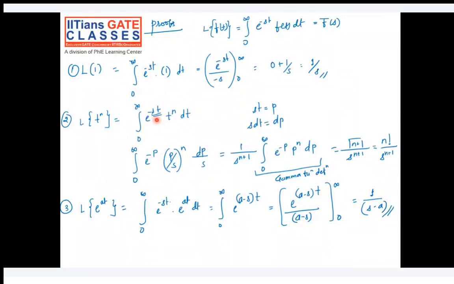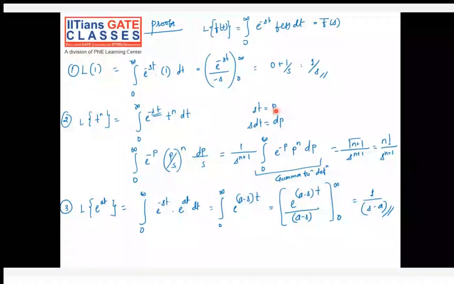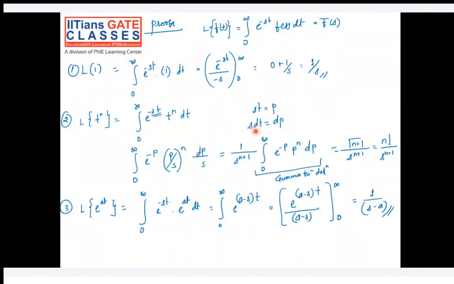Now you will do a substitution here in order to solve the problem. You will put st is equal to p. So s dt is equal to dp. And then after the substitution, the integral will become 0 to infinity, limits will not change, e to the power minus p, (p by s) raised to the power n, dp by s. Then s you will take outside, so s raised to the power n plus 1 will remain. And inside the integration, 0 to infinity e to the power minus p, p raised to the power n, dp. And what is this? This is gamma n plus 1.